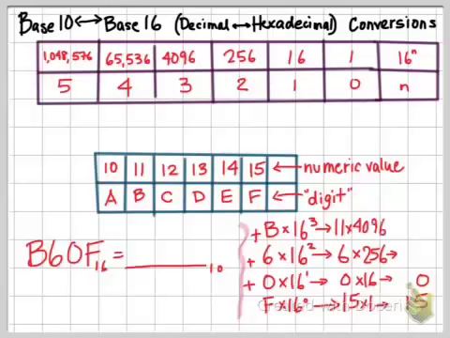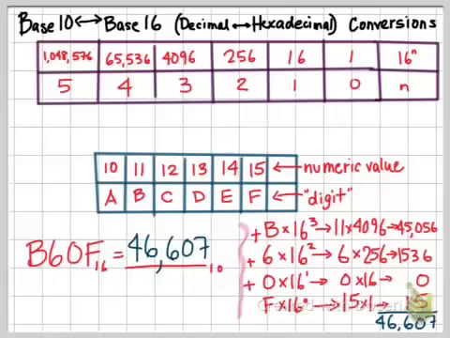multiples of 16 from the table above and compute all of those. And just like we did in the base 2 conversions, we're going to add all those up. So B60F base 16 is equal to 46,607 base 10.